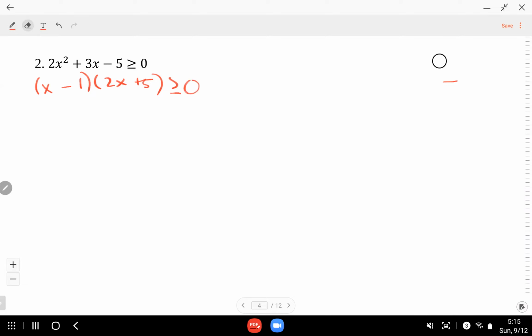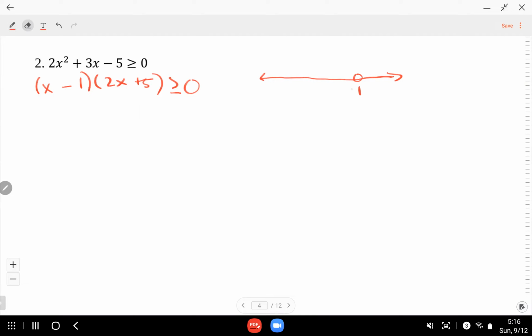After we factored, we need to find where the expression equals 0, because we want to exclude those zeros. Maybe not necessarily exclude them later, but we need to find them: when x minus 1 times 2x plus 5 equals 0. So when does x minus 1 equal 0? When x equals 1. So exclude that 1. When does 2x plus 5 equal 0? It's negative 5 over 2.